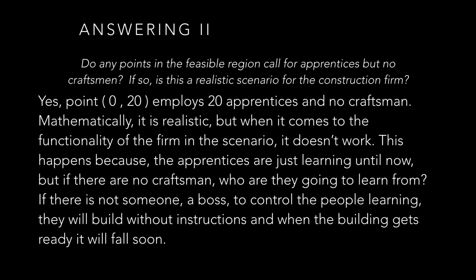This happens because the apprentices are just learning until now. But if there are no craftsmen, who are they going to learn from? If there is not someone, a boss, to control the people learning, they will be without instructions, and when the build gets ready, it will fall soon.